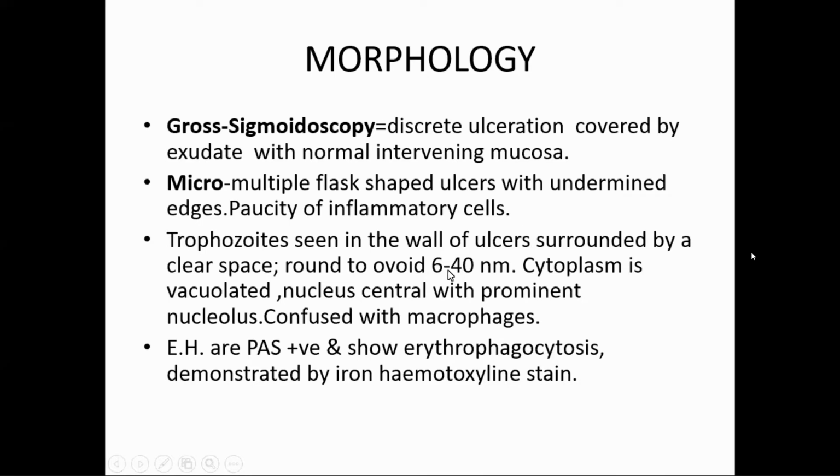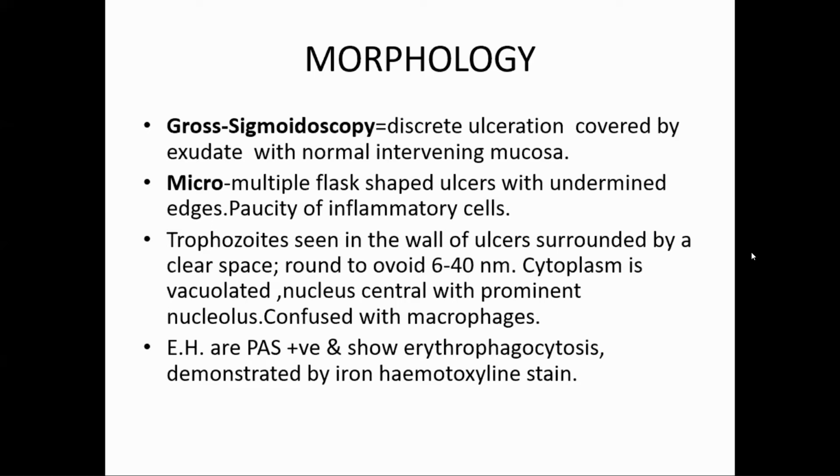They are round to oval, 6 to 40 nanometer, and the cytoplasm is vacuolated. The nucleus is central with a prominent nucleolus. They are confused with macrophages. One has to be very careful. That's why stains are done to confirm that they are not macrophages, they are the trophozoites.